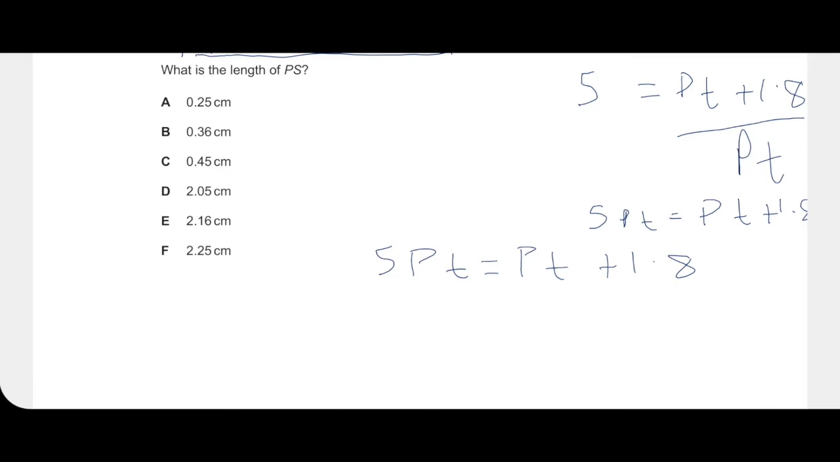And what do you know? We can get all the PTs on one side, the left-hand side, and keep a numerical value on the right-hand side. So let's do that, minus PT from both sides. So 4PT is equal to 1.8. And to calculate PT, we need to divide 1.8 by 4. That is equal to 0.45. And the answer is going to be C. And that is question number 12 completed.